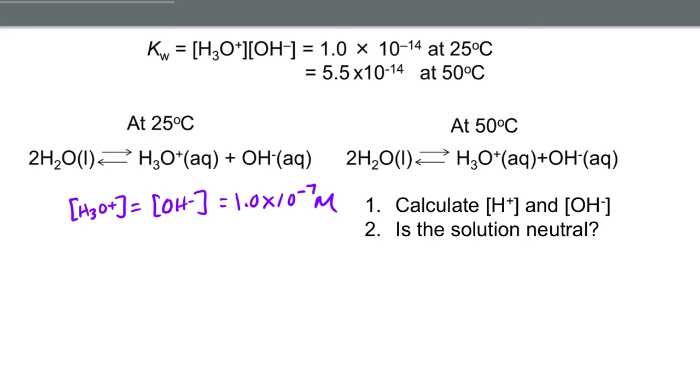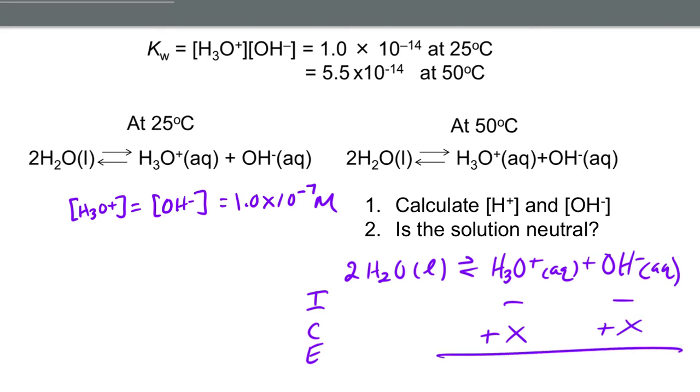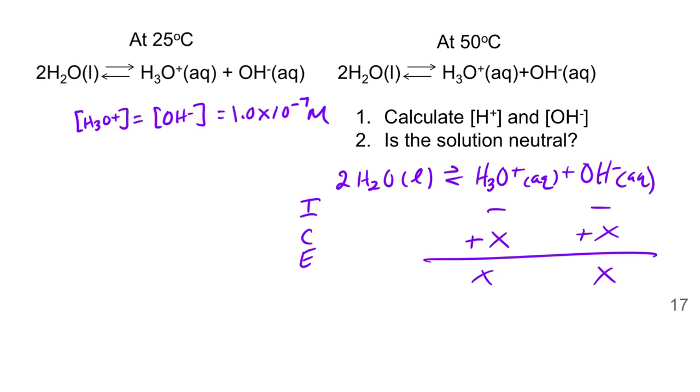Now let's look at the concentration of H3O+ and OH- at 50 degrees Celsius. We can solve the problem the same exact way, with an ICE table. Again, we don't include liquids and solids in our equilibrium, so we can ignore those concentrations. We're going to have X moles per liter of both products at equilibrium, X moles per liter of H3O+ and OH-.